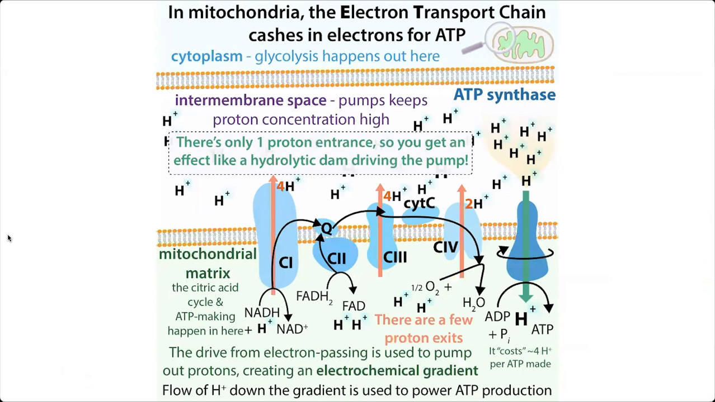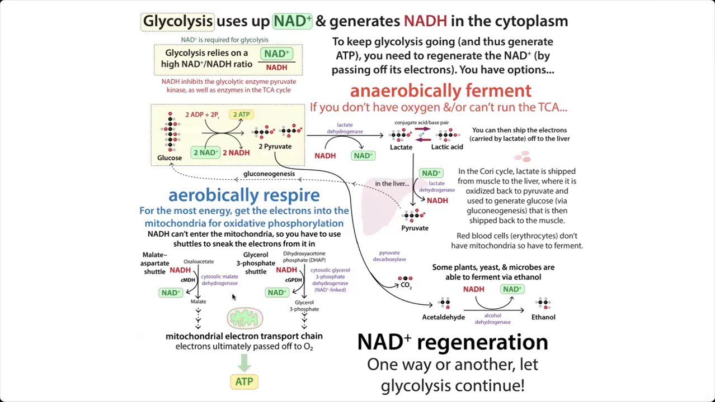Say, however, you're not able to go through the electron transport chain. For example, your red blood cells don't actually have mitochondria. Mitochondria, remember, is where the electron transport chain happens. If you don't have mitochondria, you can't do the electron transport chain, and therefore you can only get energy from glycolysis or similar reactions.